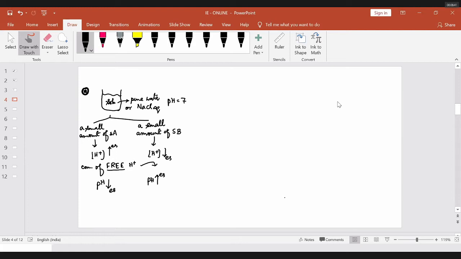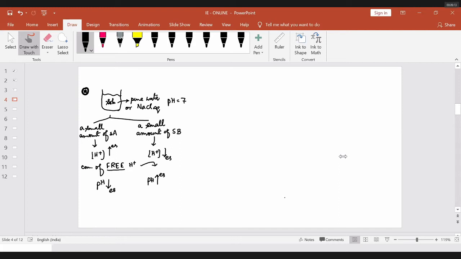He added a small amount of strong acid. What happens? Nothing will happen, sir. Sodium chloride solution has certain H plus ions. Neutral solution will also have H plus ions. Basic solution will also have H plus ions. Right? Pure water also has H plus and OH minus ions. Therefore, when you are adding strong acid, the effective H plus ion concentration will be more. I should say that free H plus ions will be more in the solution. And once you are having more free H plus ions, the pH value decreases.